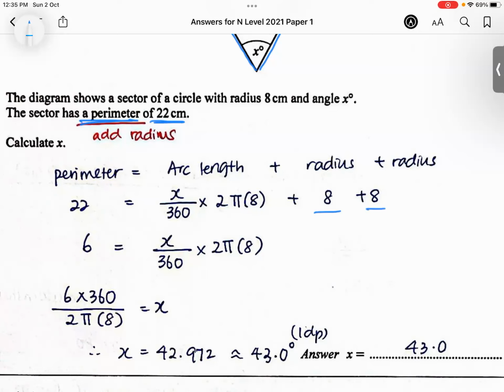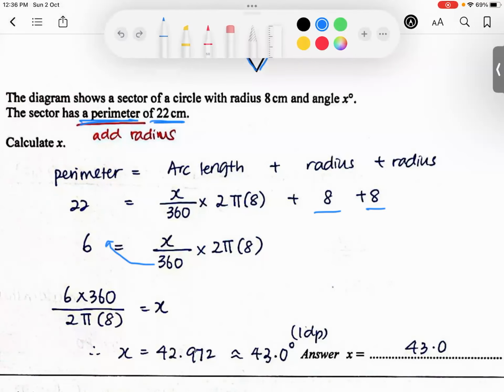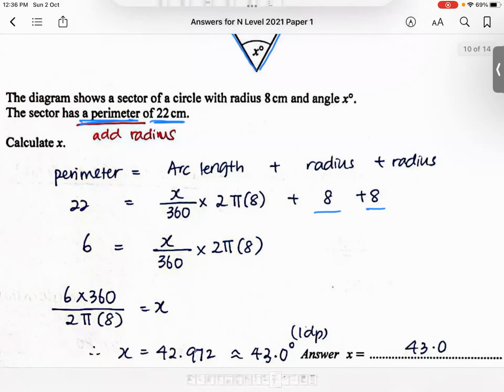Then the rest, all these are just numbers. I can multiply these, divide away this. All these are just numbers. Then you calculate and you can get your answer. So you get rid of them step by step. The keyword is perimeter. So do remember, it's not just 22 equals the arc length. You must include the 2 radius. Okay.